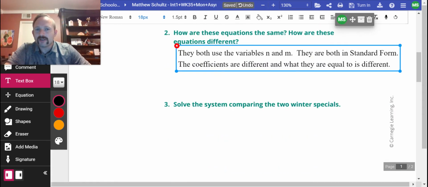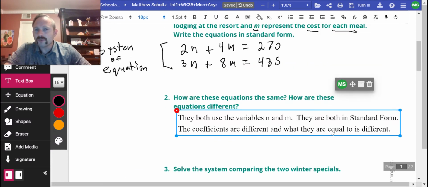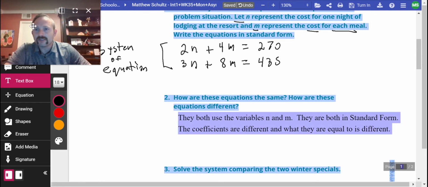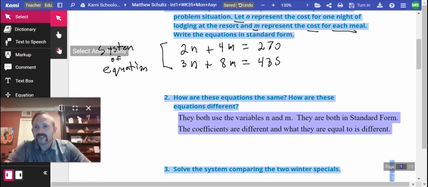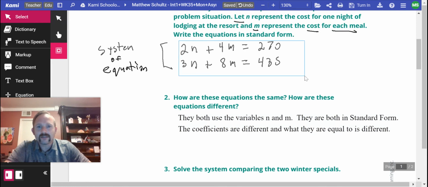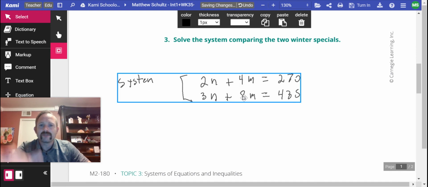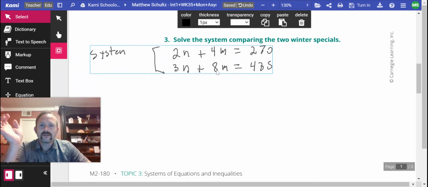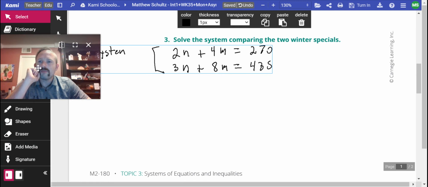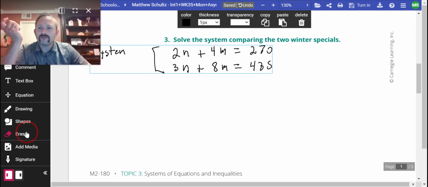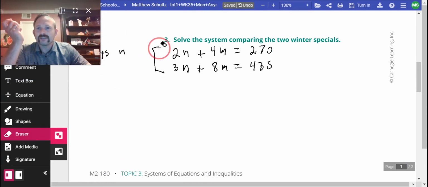Solve the system comparing the two winter specials. Okay, well, there's 2 different ways we could solve it. I'm going to grab this, select this, bring it down, and paste it right here. So this is the system. But what I'm going to do is erase this, so I don't need that.